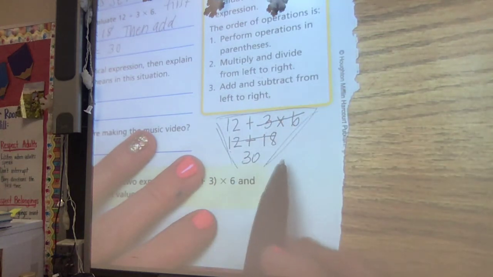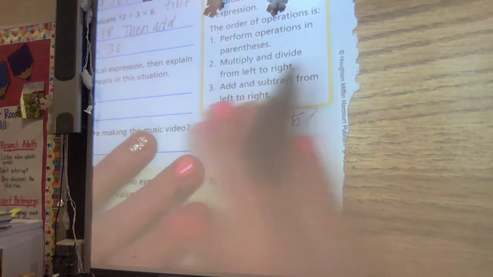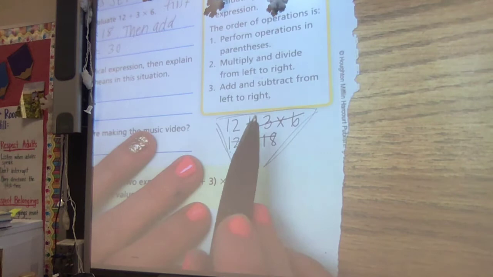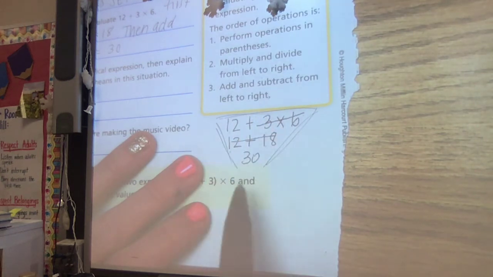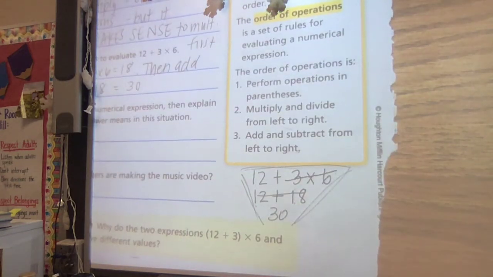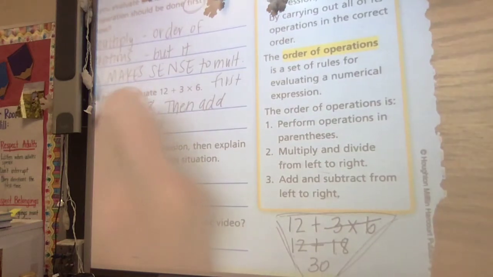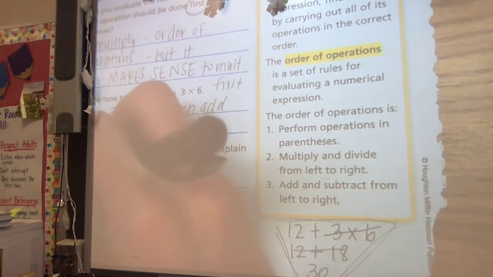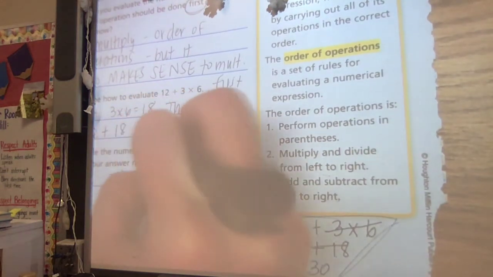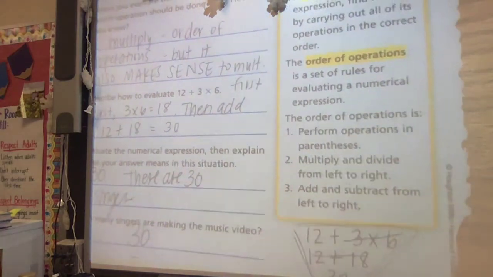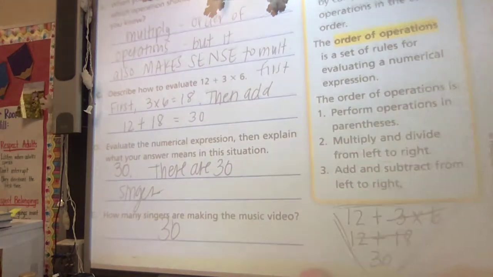Then I don't accidentally leave something, because we are going to solve some pretty long ones. So if you get into a habit of writing it out, marking out what you've done as you go through, it's going to be a lot easier to make sure you've answered all the parts. So we know the answer is 30. Evaluate it and explain what your answer means. It means there are 30 singers. How many singers? 30. To ask you over and over again makes you feel like you're crazy.